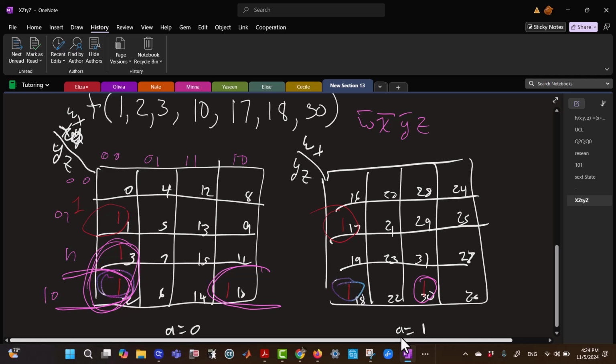And the other one that had different values of A was this group of the bottom left corners, and that one would be W bar, X bar, Y, Z bar.